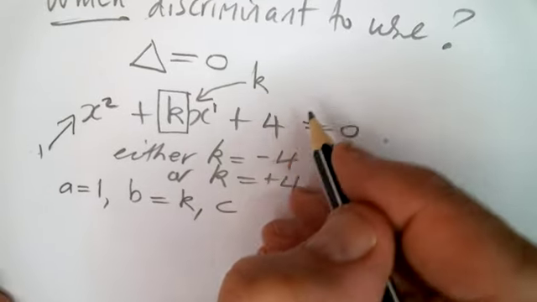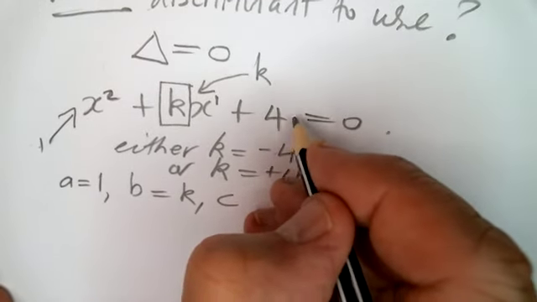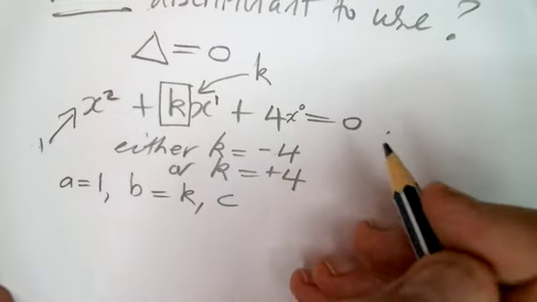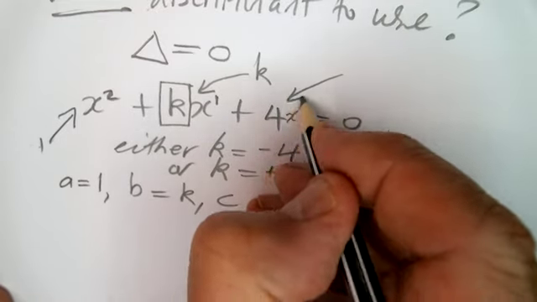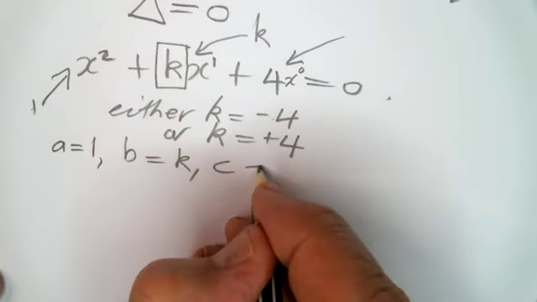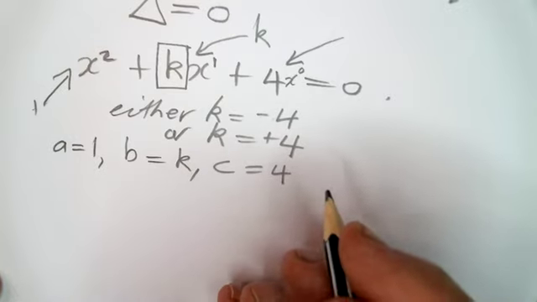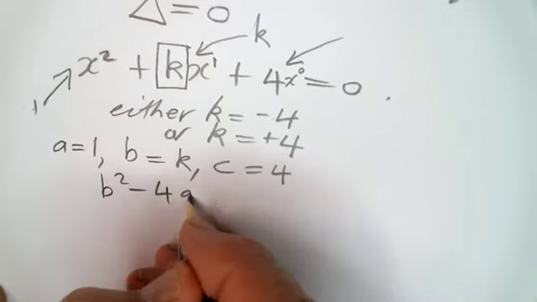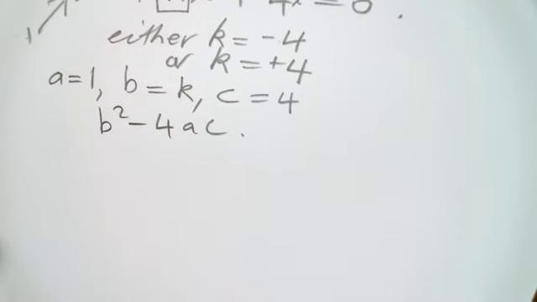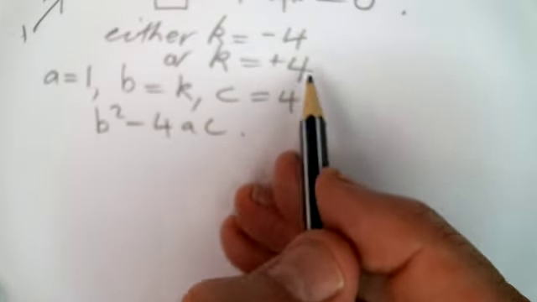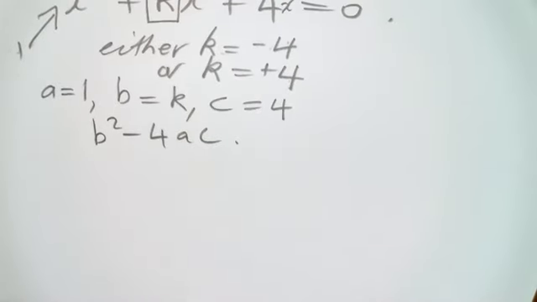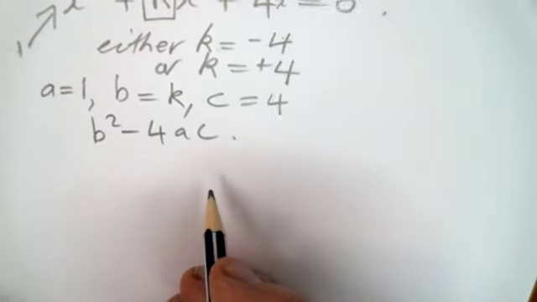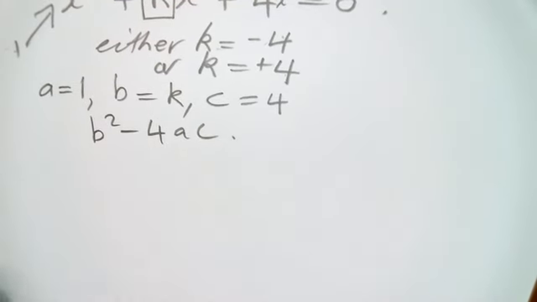And c is going to be the coefficient of x to the 0. It's x to the 0, which of course is 1. But our coefficient is 4. So c is equal to 4. Now, you go ahead, put all that into b squared minus 4ac, and you end up with a k value of negative 4 and positive 4. And if you want to see how that plays out, just watch the previous video. All right, let's have a look now at other possibilities.